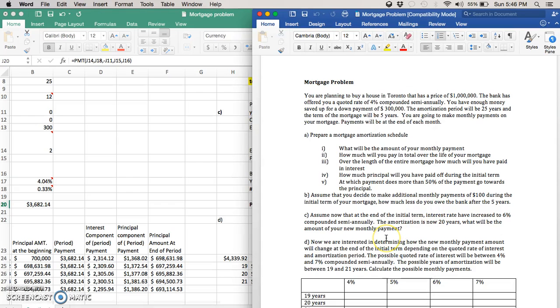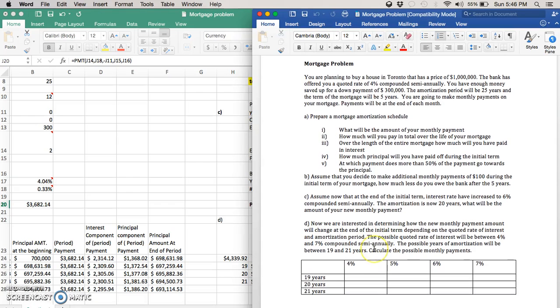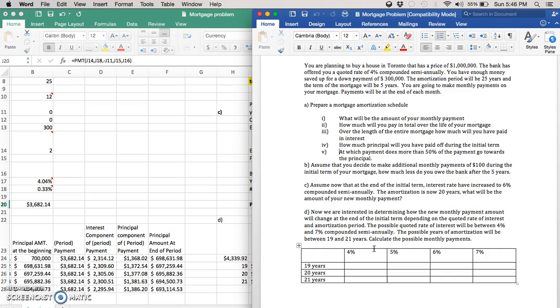So now to do part D. Now we are interested in determining how the new monthly payment amount will change at the end of the initial term depending on the quoted rate of interest and amortization period. The possible quoted rate of interest will be between 4% and 7% compounded semi-annually. The possible years of amortization will be between 19 and 21 years. Calculate the possible monthly payments.